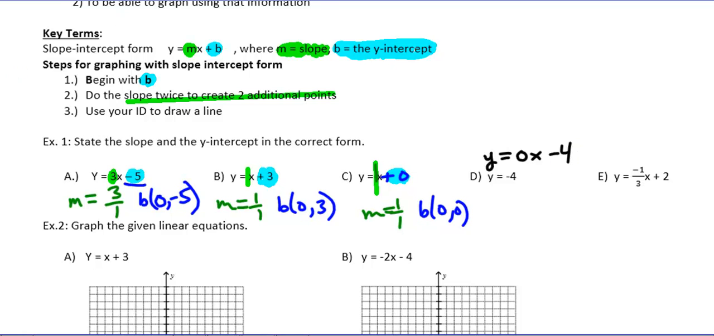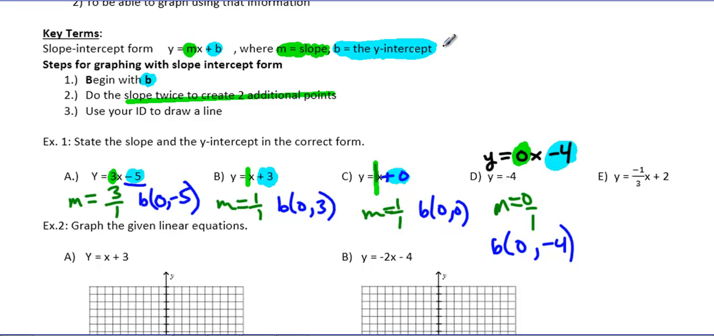Where what we're looking at is the slope is 0, and anything times 0 is 0, which is why this piece was not written in the actual equation. Alright, and this piece is still your y-intercept. So when I go to write my information out, once again my slope is going to be 0, or 0 over 1 if you want to write it as a fraction. And my y-intercept is going to be the point 0, negative 4.